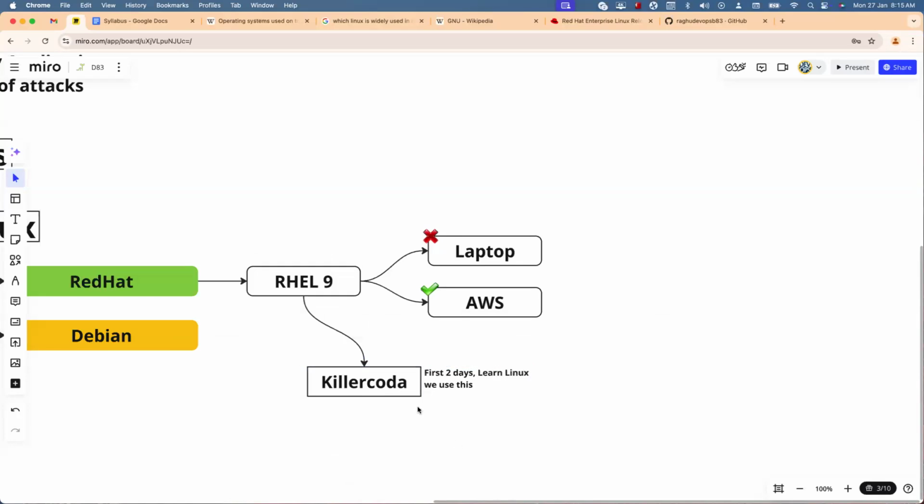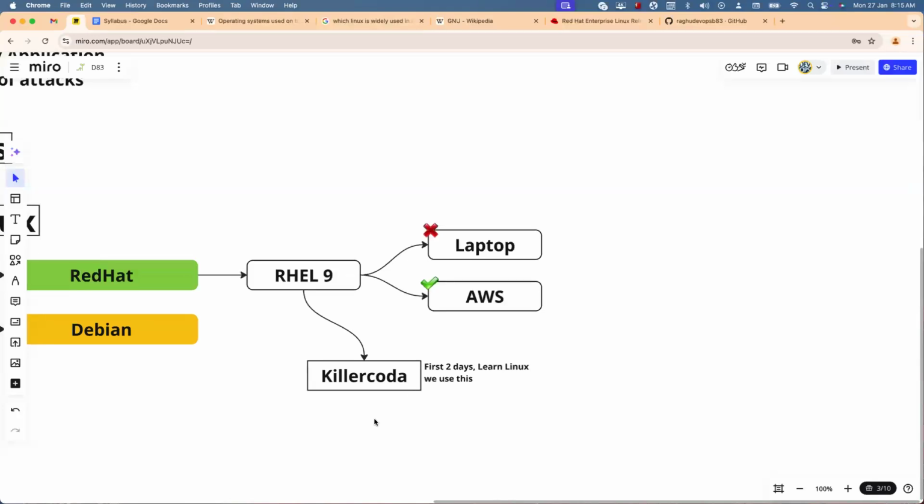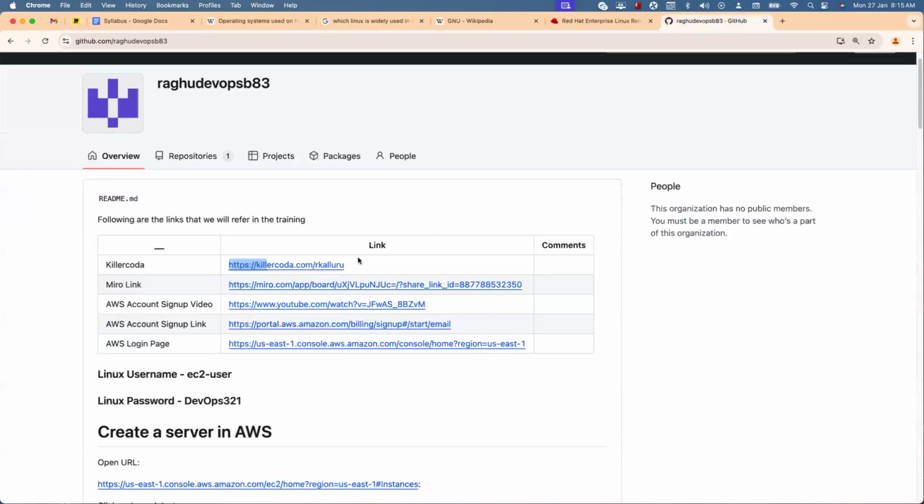We use this just for the first two or 2.5 days, and from the third session we'll move on. Killer Coda, by the way, provides Linux just in the browser. They'll give you one server and access on the command line. So we're just going to give you that, and the Killer Coda link is also given here.